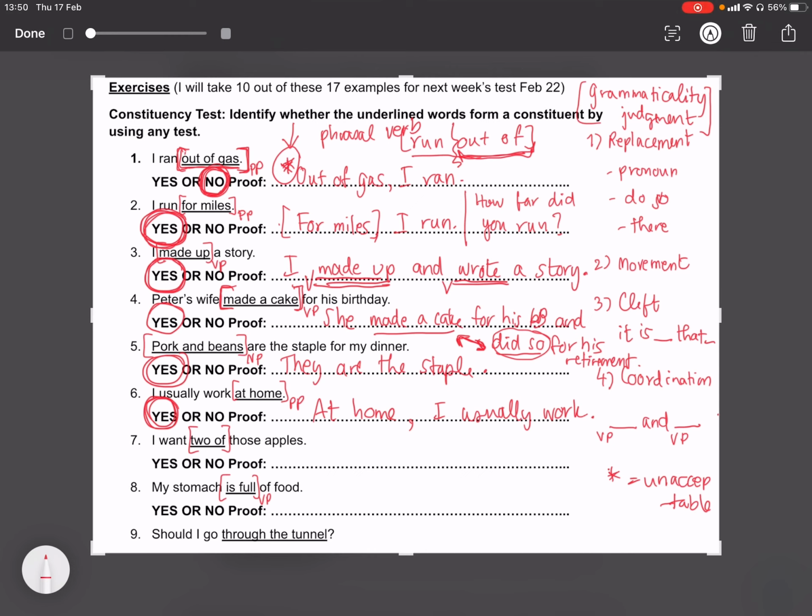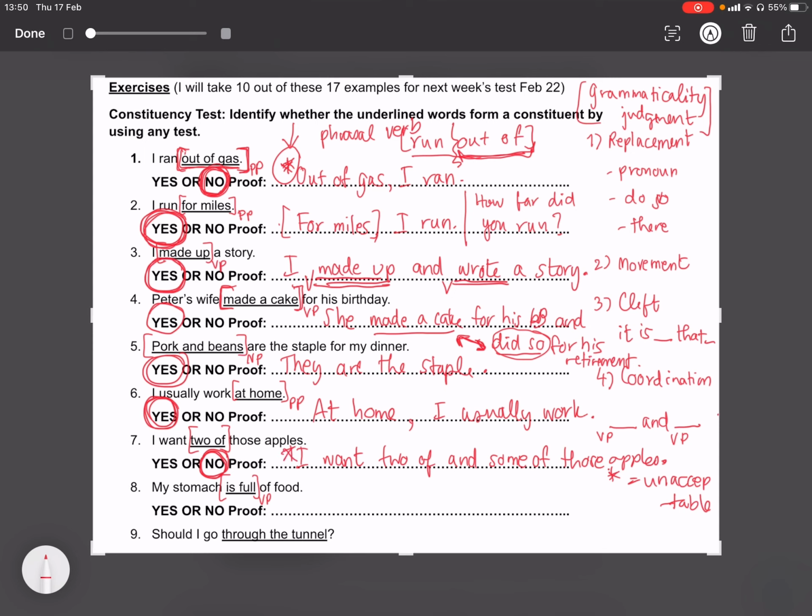Number 7, I want 2 of those apples. This already sounds so weird, but then you have to prove that it is wrong. I'm gonna do the coordination, sorry. I want 2 of and some of those apples. Nobody said that, okay? We don't say 2 of and some of, but we do say 2 and 3 of those, okay? So this one is wrong.